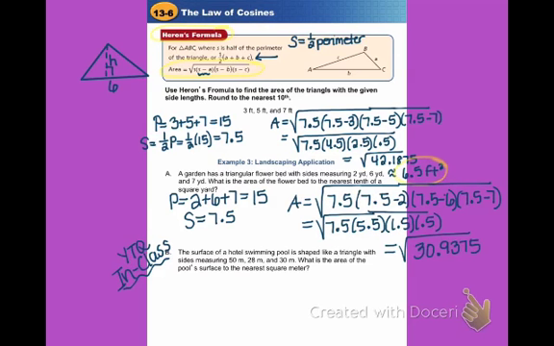And that turns out to be 30.9375, and of course we have to take the square root of that, which gives me approximately, to the nearest tenth, 5.6, and my unit would be square yards. So there's the area of the triangular flower bed.